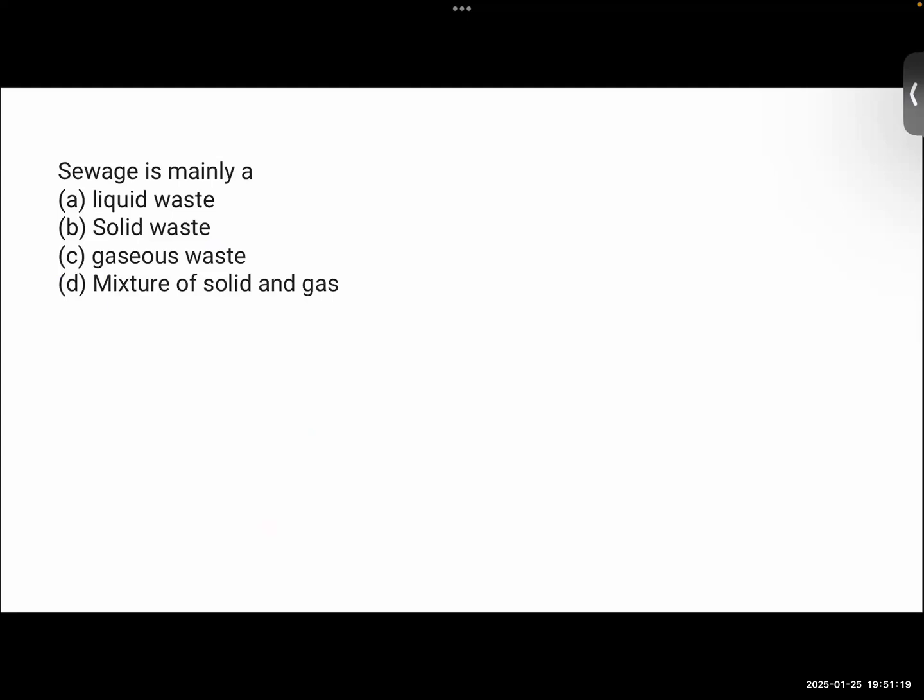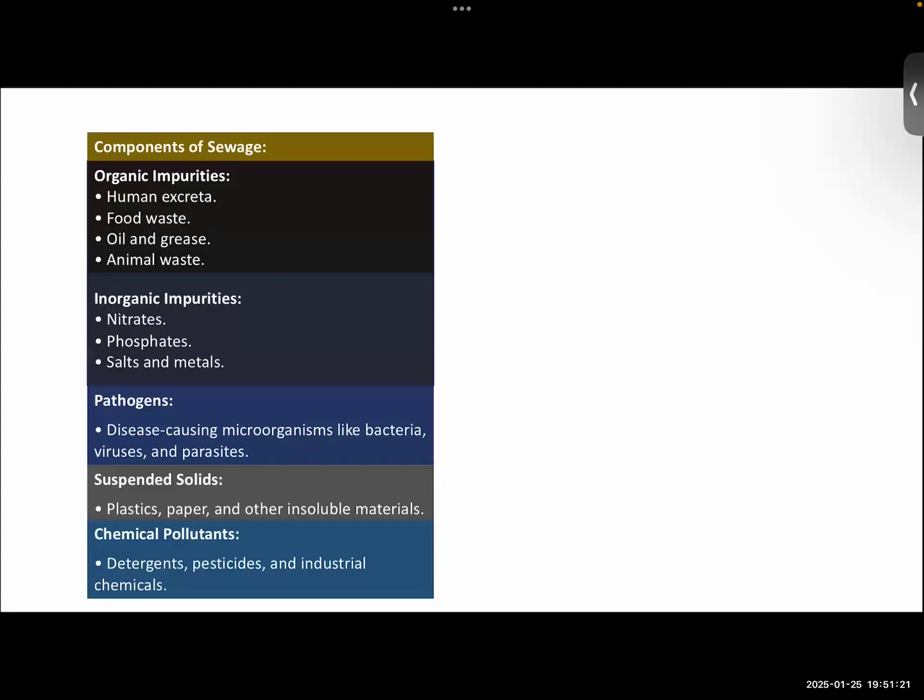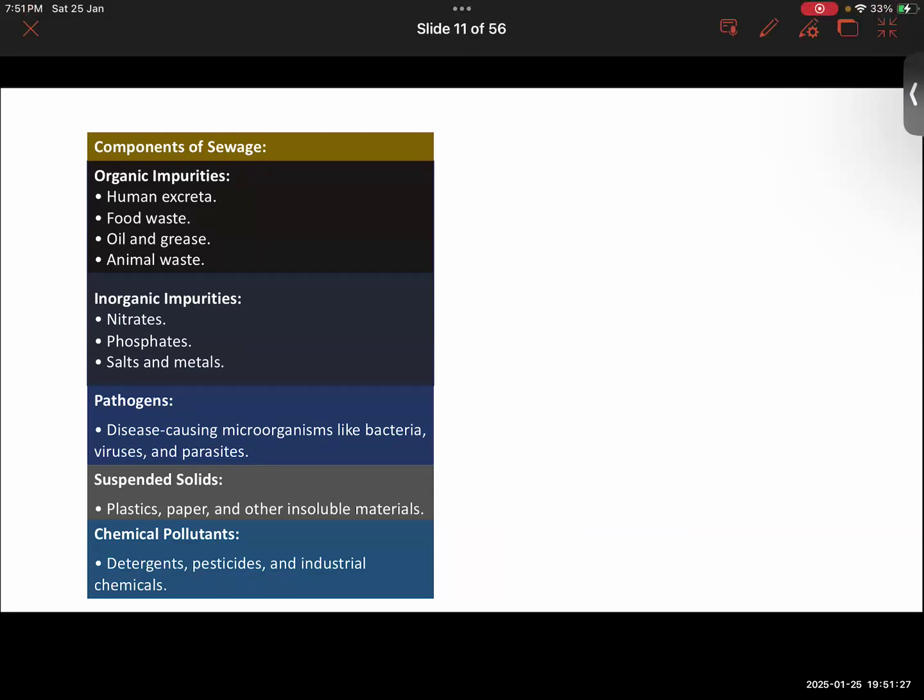We have done this question by the way. Then we were also learning about the components of sewage. So the sewage has different kinds of components, like organic impurities. It includes human excreta, like human feces.